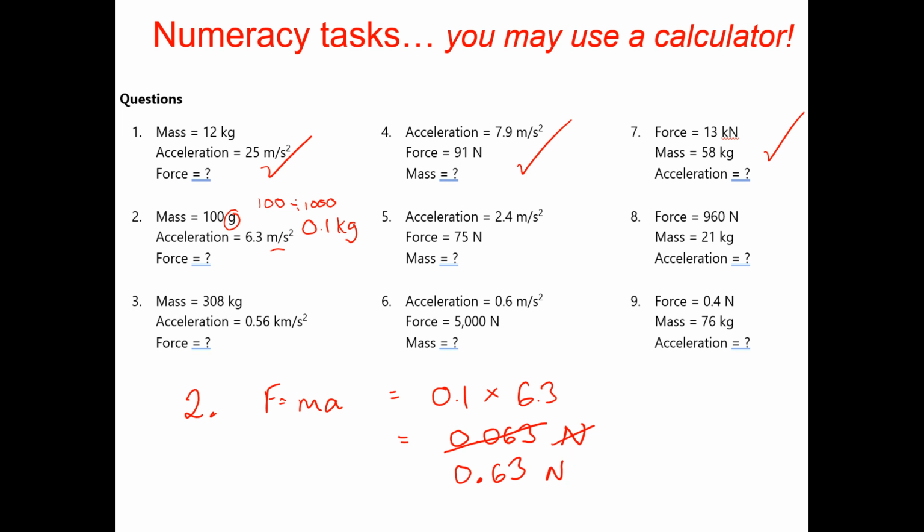Okay, if you got 630, you forgot to do the conversion. So please watch out. This is a typical little thing that the exam board do. Even for higher papers, many students still overlook that and they make mistakes.